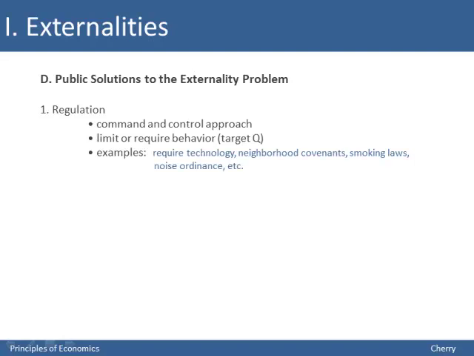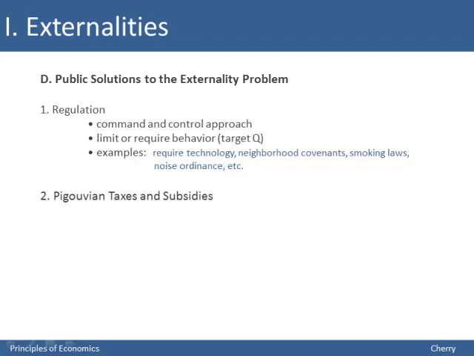Now, examples would be technology that's required for cars, seat belts for safety, fuel efficiency standards. Neighborhood covenants is another example, so people don't have pigs in their front yard and affect everyone else negatively. Smoking laws, so we prohibit smoking in public buildings, even in restaurants and bars now. And then a noise ordinance, that's to help prohibit the negative externality of loud noises at night.